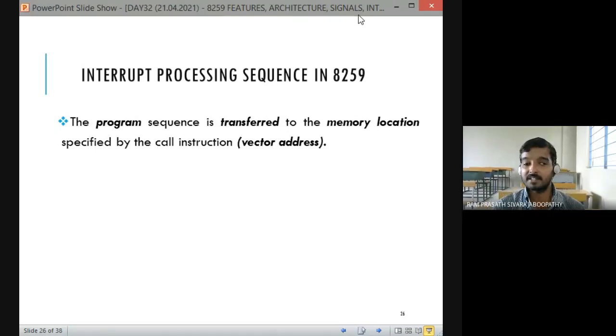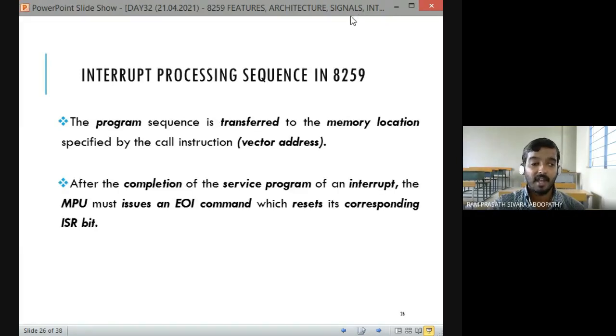Correct? Vector address கிடைச்சிருச்சு. Yes, at the end of ISR routine, after completion of the service program, the MPU must issue EOI command. So அது கொடுத்தாதான் என்ன ஆகும்? அதனோட ISR bit clear ஆகும். Automatic end of interrupt இருந்தால் இது பண்ணணும்னு அவசியம் இல்லை. There are 2 more other methods for end of interrupt. So அது program பண்ணிருந்தோம் அப்படின்னா we have to give. There are 3 methods to terminate the service.